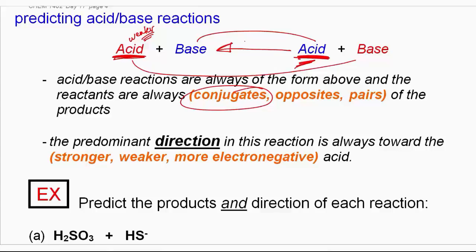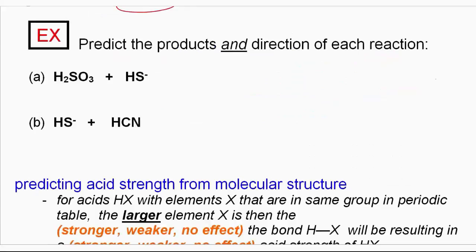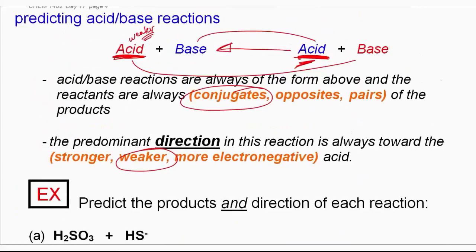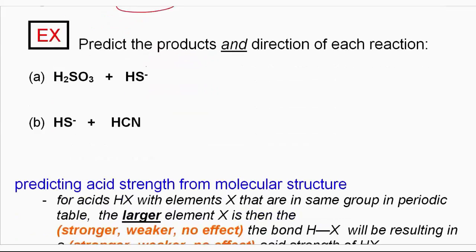The acid is weak. It's not going to break up. It's going to form, almost like a precipitate. So the predominant direction in this reaction is always toward the weaker acid. Predict the products and direction of each reaction. So we know it has to be of this form. An acid plus a base forms an acid and a base. And we're going to have conjugate acid-base pairs, right? So that's kind of our game plan. And we're going to figure out the direction at the end. We'll draw the arrow towards the weakest acid.